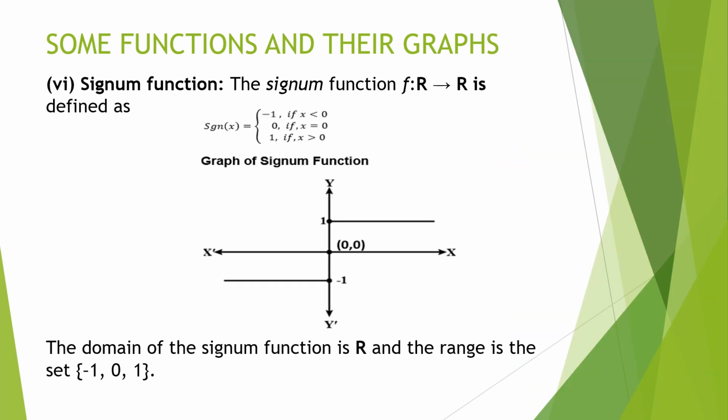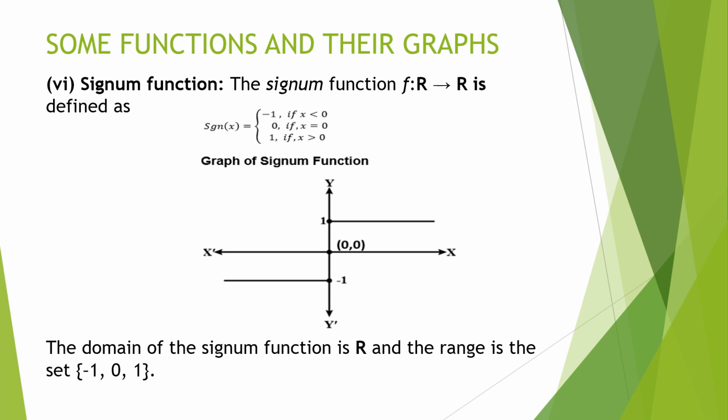The signum function is a function f from R to R defined as signum of x = -1 if x is less than 0, = 0 if x is equal to 0, and = 1 if x is greater than 0. So it can take only three values, -1, 0 or 1. So if you see the graph, it will look in this manner.